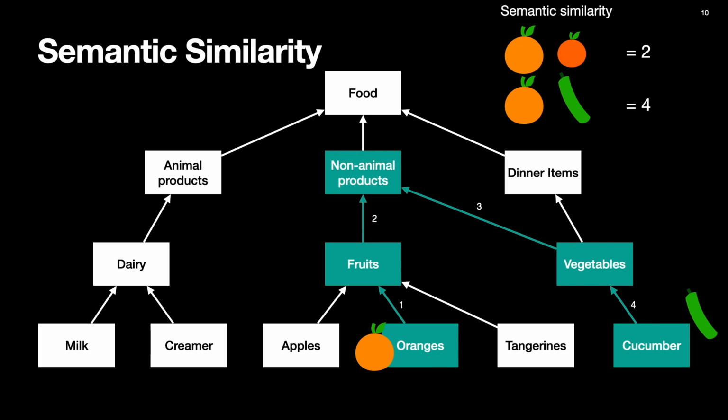However, there are more advanced methods in practice that combat some of the issues with graphs like this. For example, the graph might be unbalanced. In fact, for this graph, one could argue that oranges and tangerines should be more closely related than oranges and apples because they're both citrus fruits.